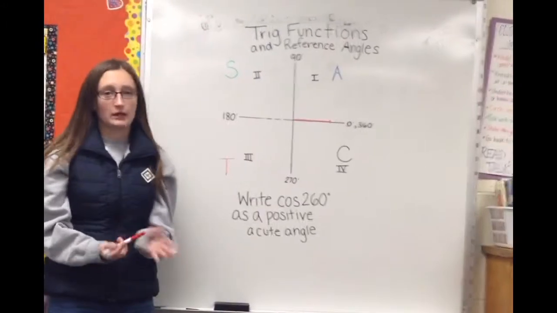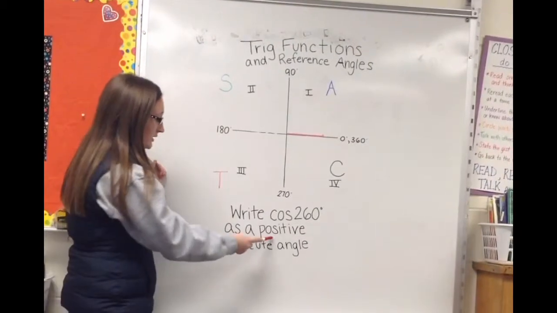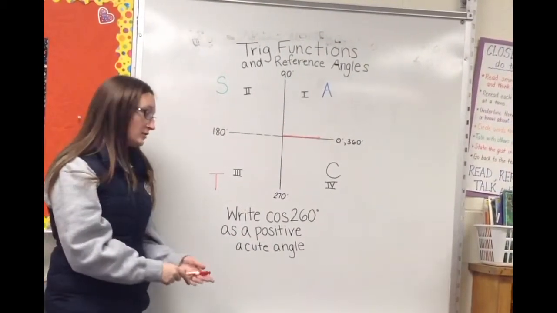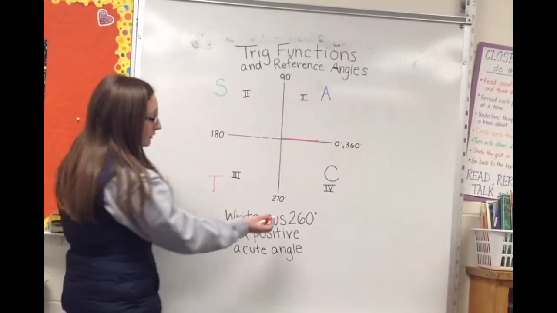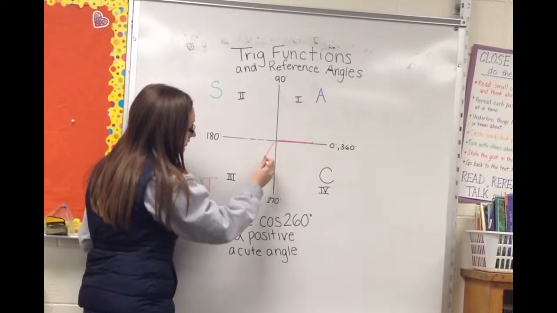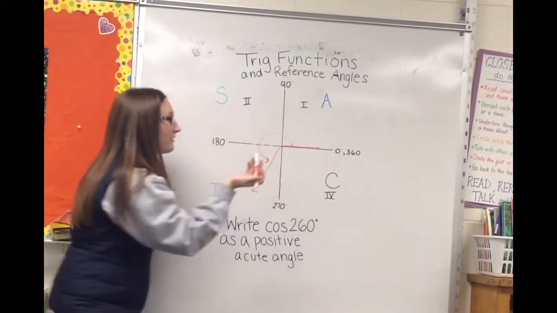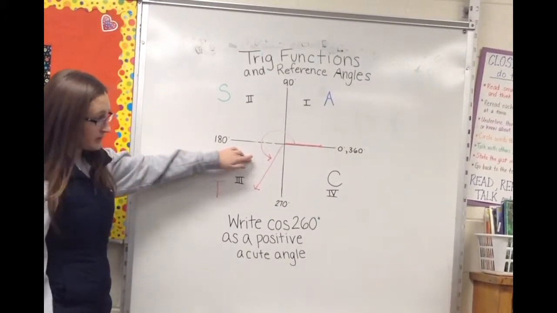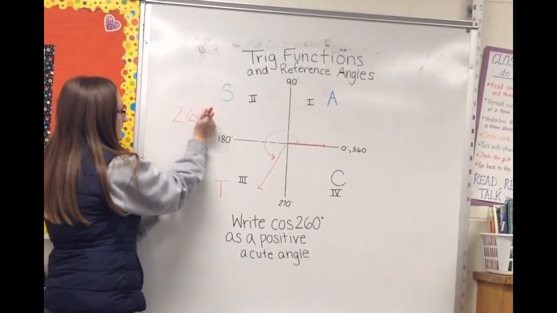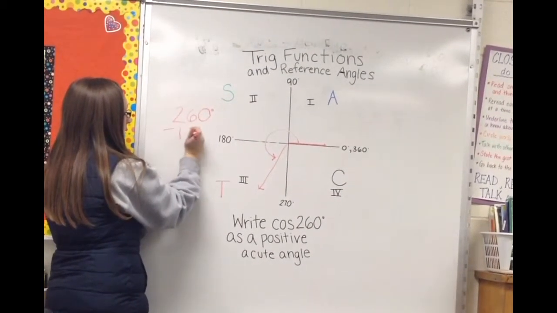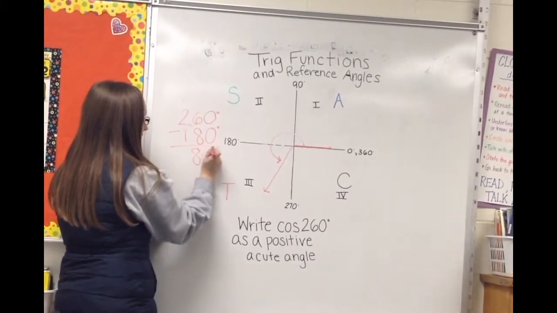Okay, so now we'll try a couple of practice problems. This says, write cosine of 260 degrees as a positive acute angle. If you remember, reference angles are always positive and they're always acute, so we're finding the reference angle. If we draw 260 degrees, it looks about like that. And we see that it's in quadrant 3. So we take our rule from quadrant 3, and we use our given angle, 260, subtract 180 degrees, and we get 80 degrees as our reference angle.